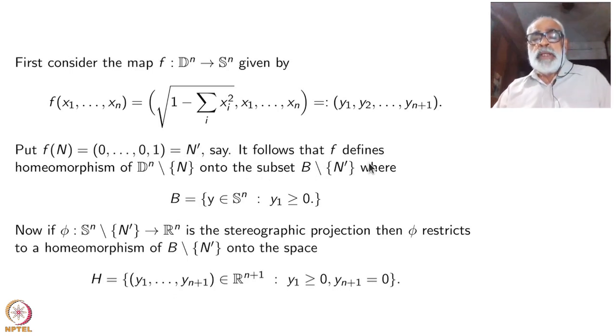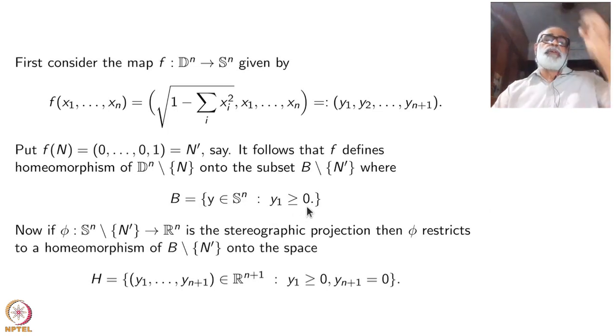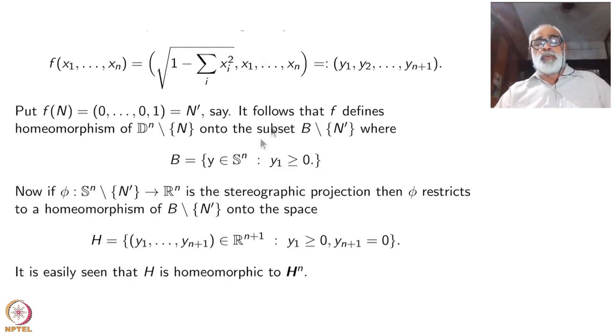It follows that F defines a homeomorphism of Dn minus N onto B minus N prime, where B is the set of all y in Sn whose first coordinate y1 is greater than or equal to 0. This is a positive square root, so this is not the full Sn. It is only half the sphere, right, given by the first coordinate greater than or equal to 0. So this is the preparation I have made now. Now what do I do? I take the stereographic projection.